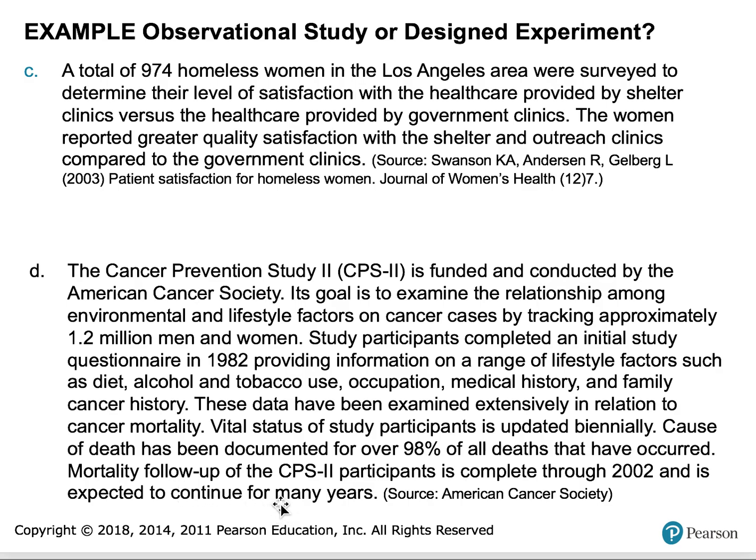Okay, it's observational, right? They're not changing things to see if they can give people cancer or not, right? That would not be very ethical. They're just observing what has happened with these people. So what kind of observational study is it? Right, cohort, right? Because cohort is observed over a long period of time. And so the initial study was in 1982, the initial questionnaire, and it's through 2002 and it's continuing, right? So it's a cohort study.